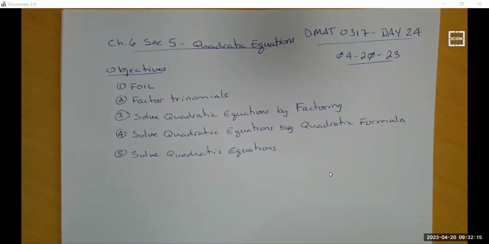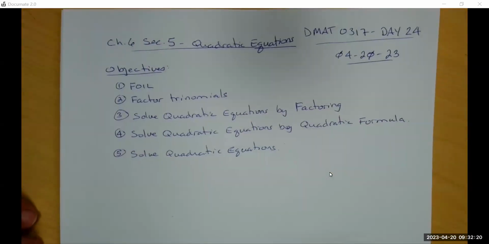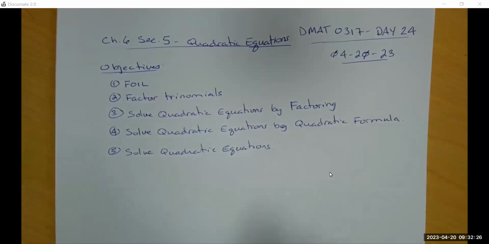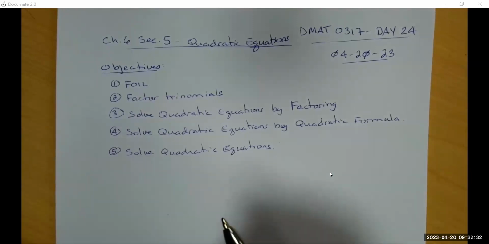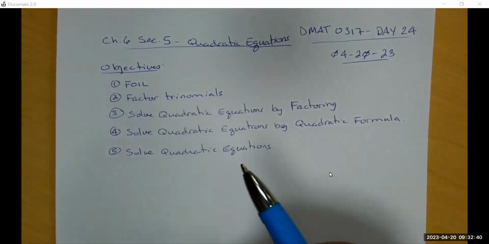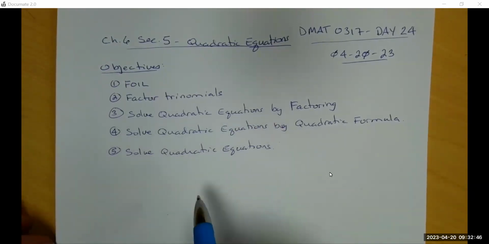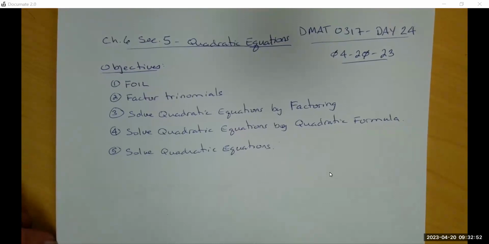All right, today we're going to finish up chapter 6 by doing the topic on quadratic equations, section 6.5. The objectives that we're going to do is we're going to multiply binomials by the FOIL technique, and I'll explain that in a second. Then we're going to factor trinomials. I'll define those in a minute. We're going to solve quadratic equations by factoring, solve them by using the quadratic formula, and we're going to solve just general real-world application problems.